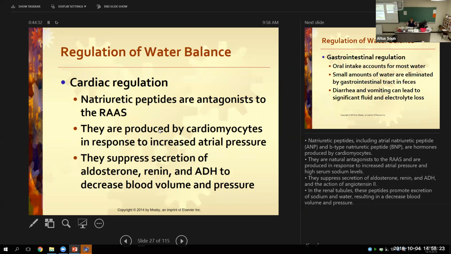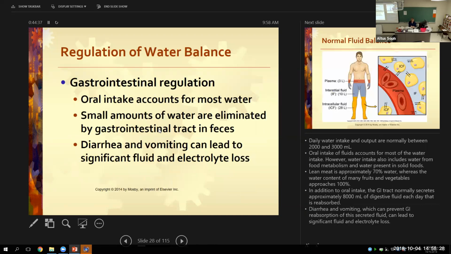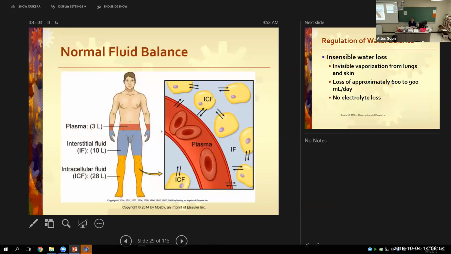But anyway, there are so many different factors that regulate water. We know definitely the GI system. Of course, we're drinking water through the GI system. Oral intake accounts for most of our water intake. Small amounts of water are eliminated by the GI tract in feces. So two different problems that can be going on are diarrhea and vomiting. You can see why that would be significant in fluid and electrolyte loss. So just keep that in mind.